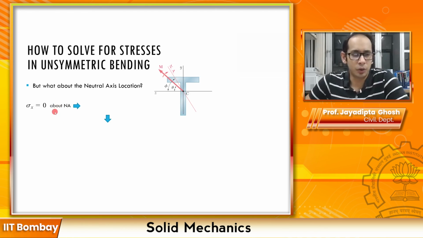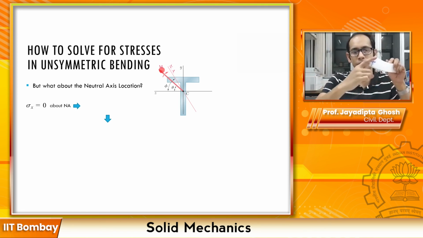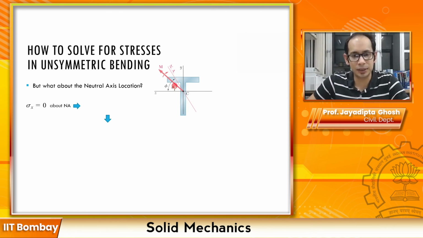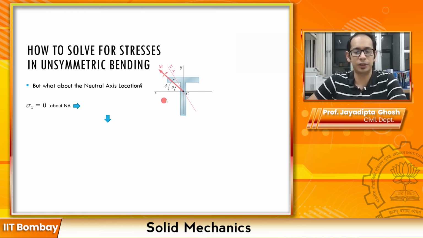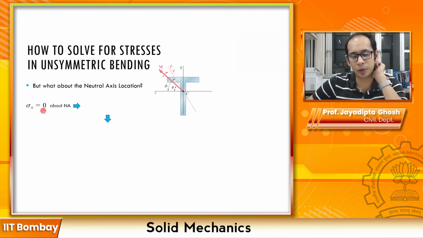So we know that sigma x equals 0 about the neutral axis. See, this is what it is. So this is the moment. Again, it is pointing towards a random direction, and it is acting at an angle theta. Since it is acting at an angle theta, in the previous slide we could resolve it into cosine of theta and sine of theta. But this is the neutral axis. The neutral axis is the axis about which your sigma x will be equal to 0.